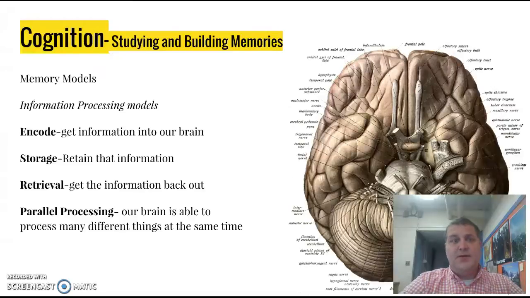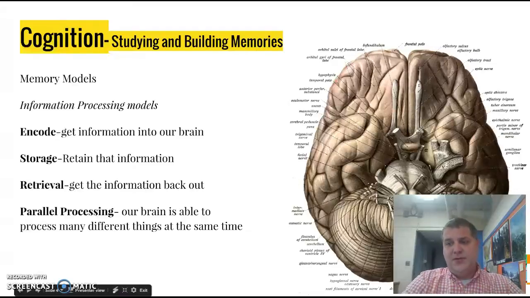First, encoding gets information into our brain. Storage is what we consider when we retain that information. Retrieval is when we have that information, and it comes back out. Parallel processing is our brain being able to process many different things at the same time. So even while you're thinking of memories and ways to remember this information, you're still breathing, and your brain still knows how to do all this stuff. It still knows what all's going on. So it's still able to work, and it's a fascinating procedure.